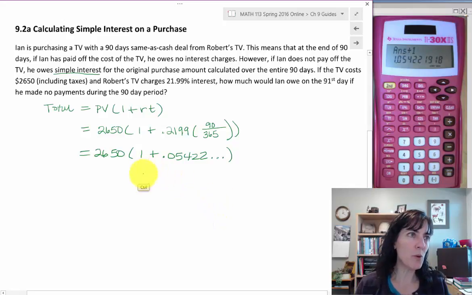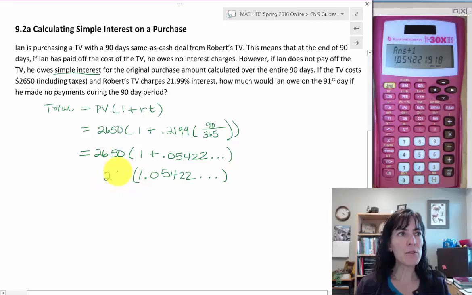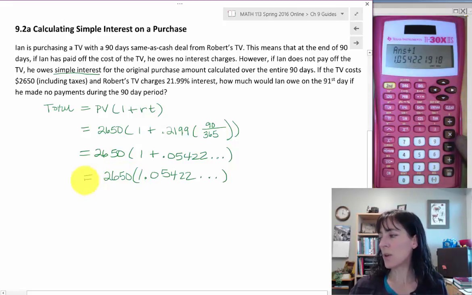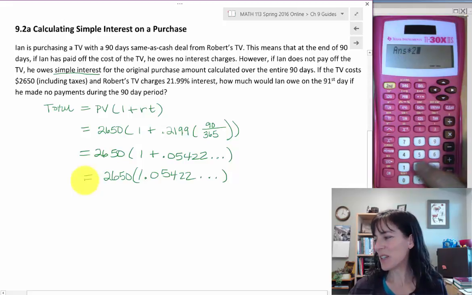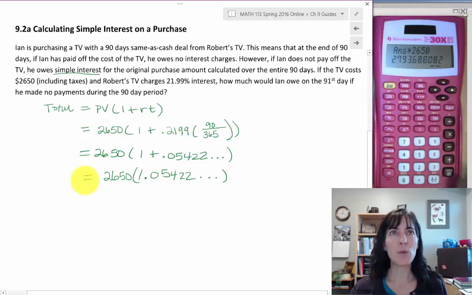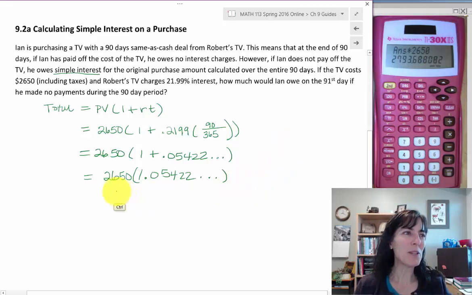It has 1.05422 and more digits. I'm still going to keep that on there, and then the last thing I have to do is multiply by that 2650. So I just put times, and again, it's showing answer, 2650 equals. And that's my final value. Now, finally, at the very, very, very last step, I will round it, but not before the last instant here.